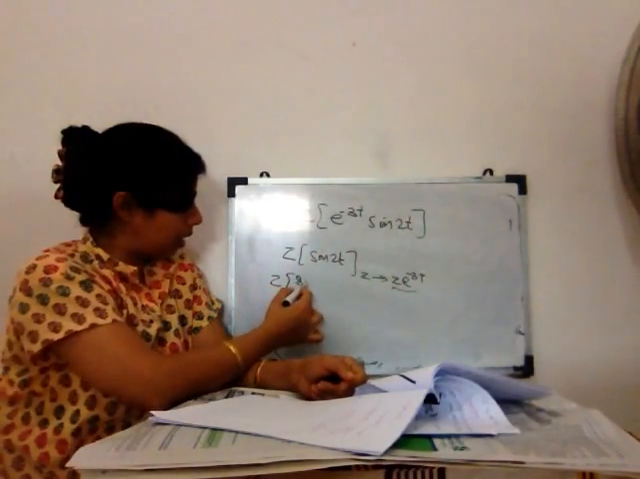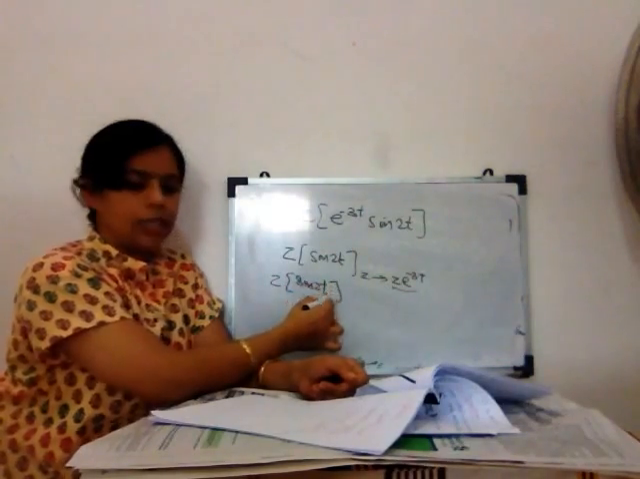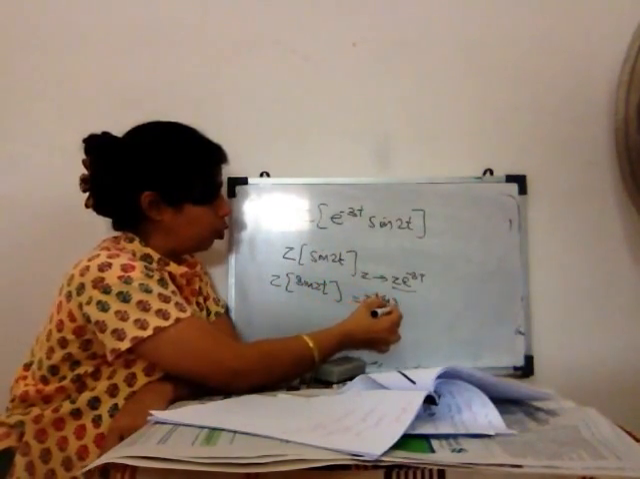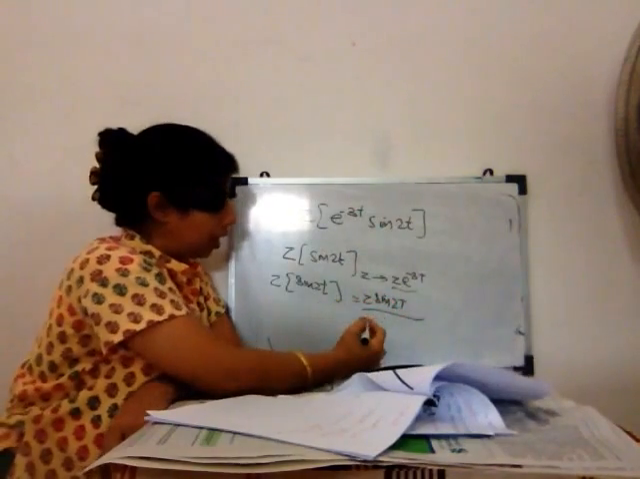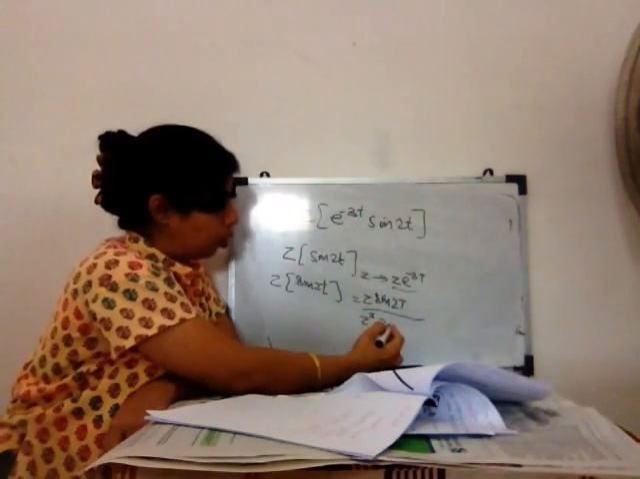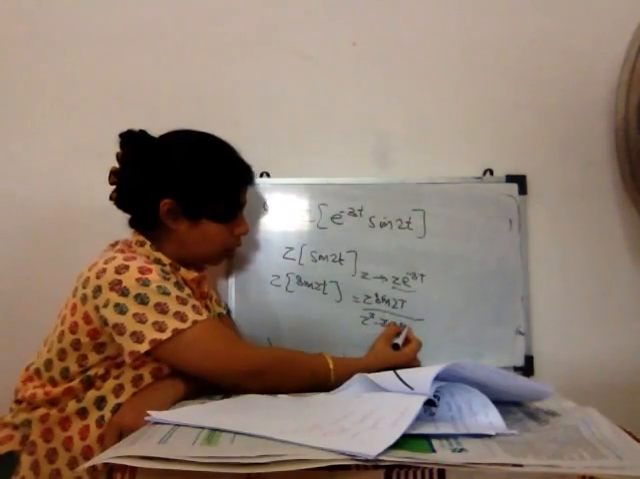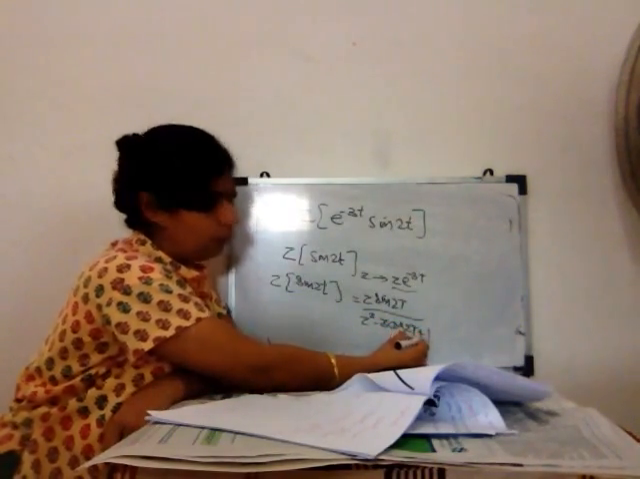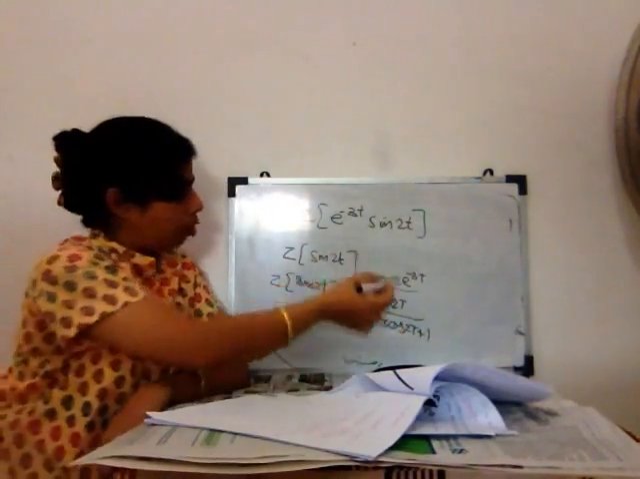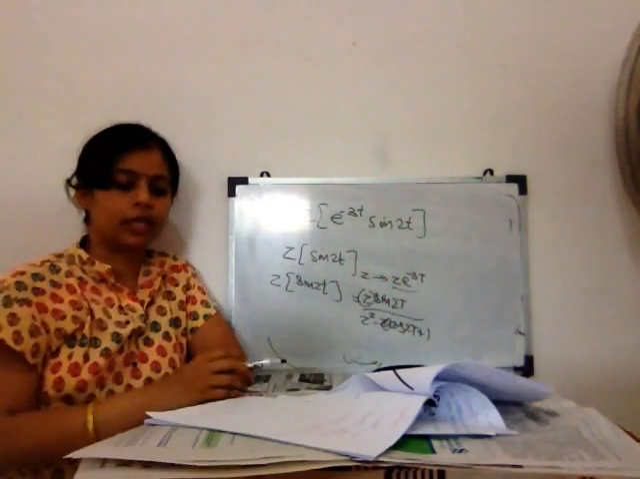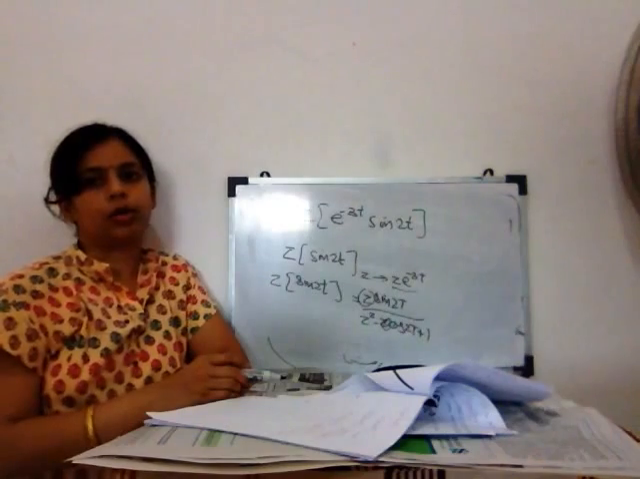So the z transform of sine 2t is given by z sine of 2t upon z square minus 2z cos of 2t plus 1. Clear? Now replace all z with z e to the power 3t, you will get the required solution.